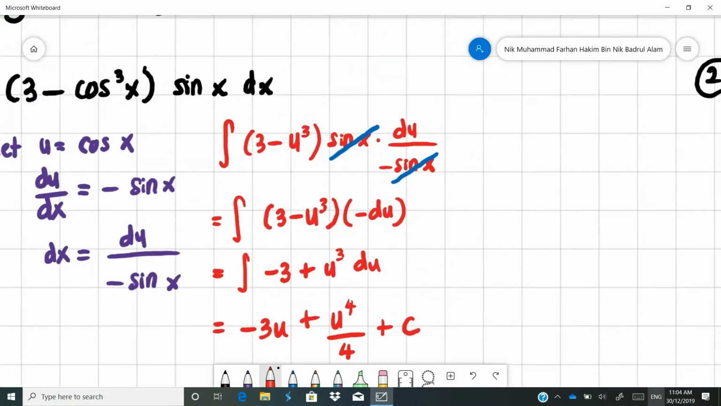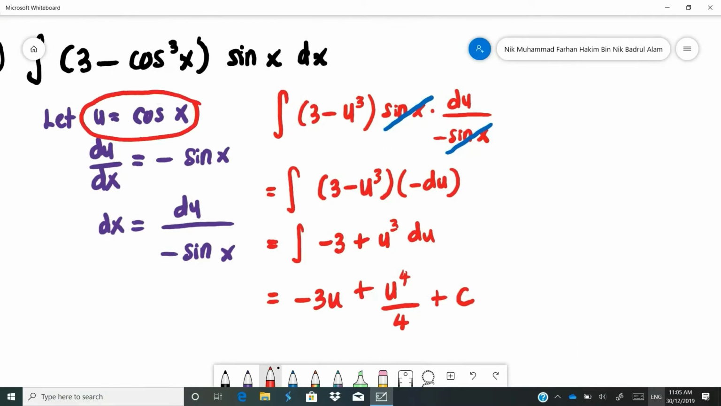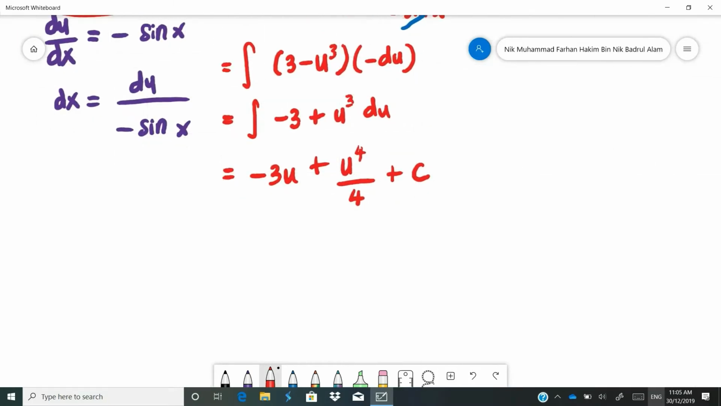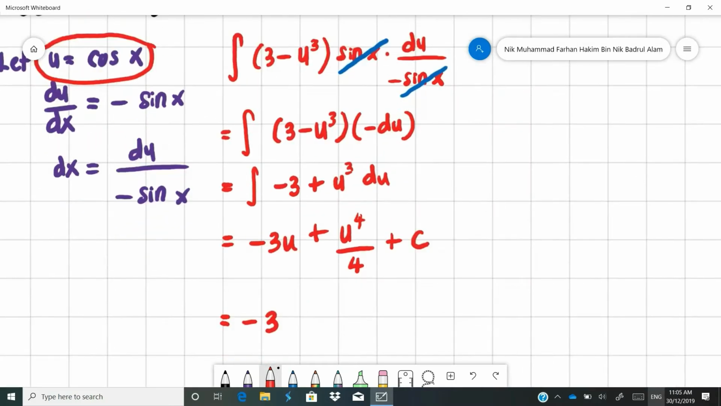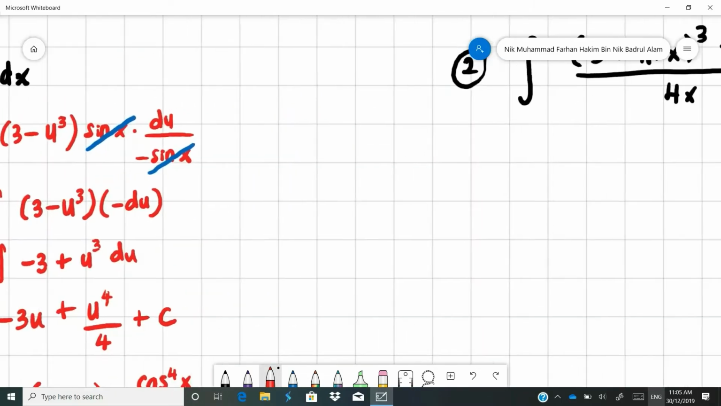However, because it is in u, you have to get back in terms of x. So we know that u equals cos x. So you have to rewrite that u in terms of x. So the answer is 3 cos x plus cos to the power of 4 of x over 4 plus c. So we are done with the first example.